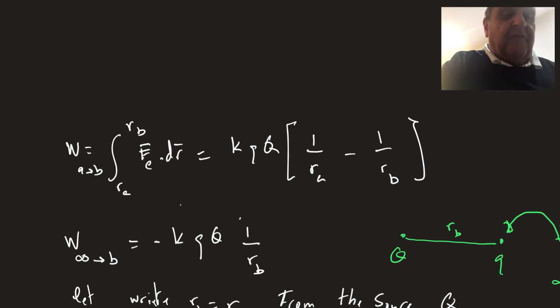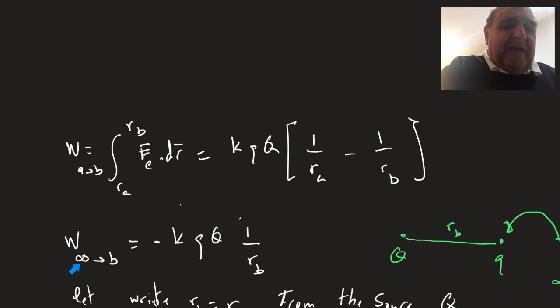Starting from the force, we are going to obtain the potential energy. To obtain that, we write again the work from going from A to B. We already found it is kQq (1/rA − 1/rB). This is the work done from A to B.